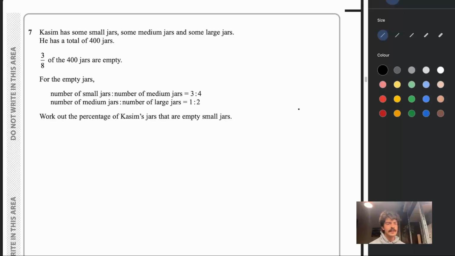Okay, moving on to question 7. Kazim has some small jars, some medium jars, and some large jars. He has a total of 400. 3/8 of the 400 jars are empty. All right, feels like we should probably start off by just figuring that out. So if we took 1/8 of 400, we'd end up with 50. Therefore, 3/8 is equal to 150, leaving us with, what's that going to be? 250 that are in use. Anyways, we keep on reading onwards.